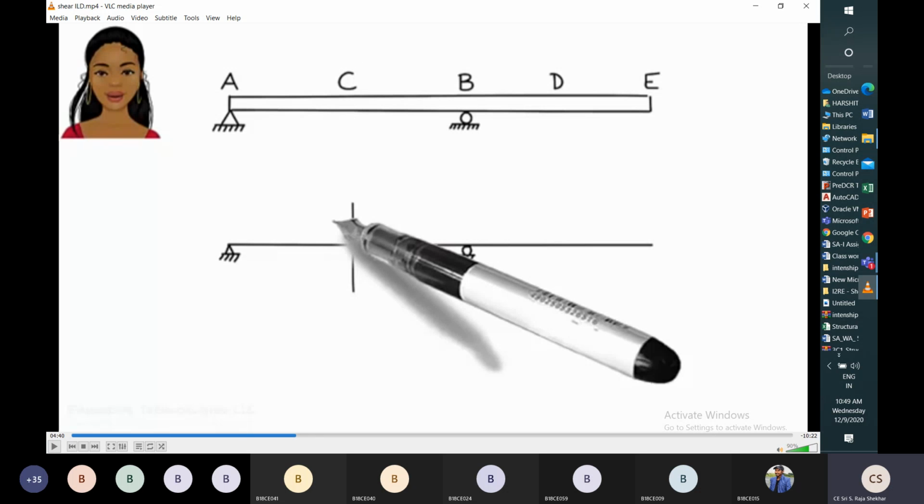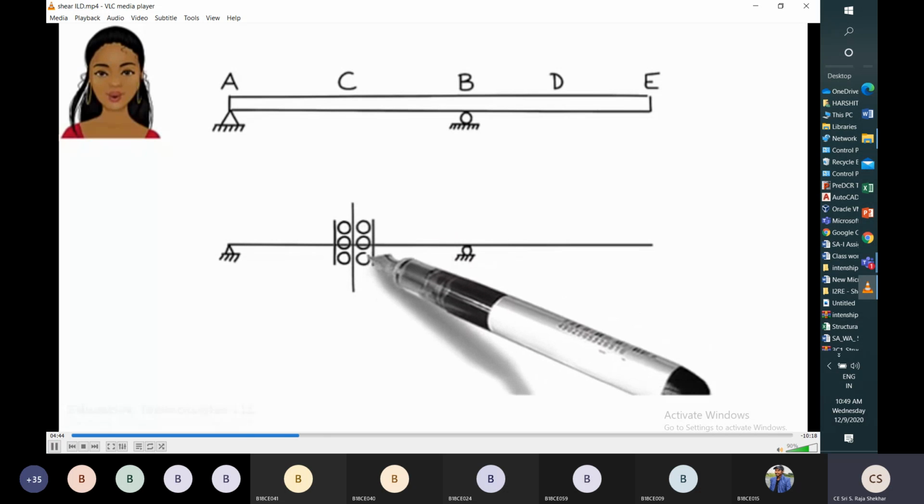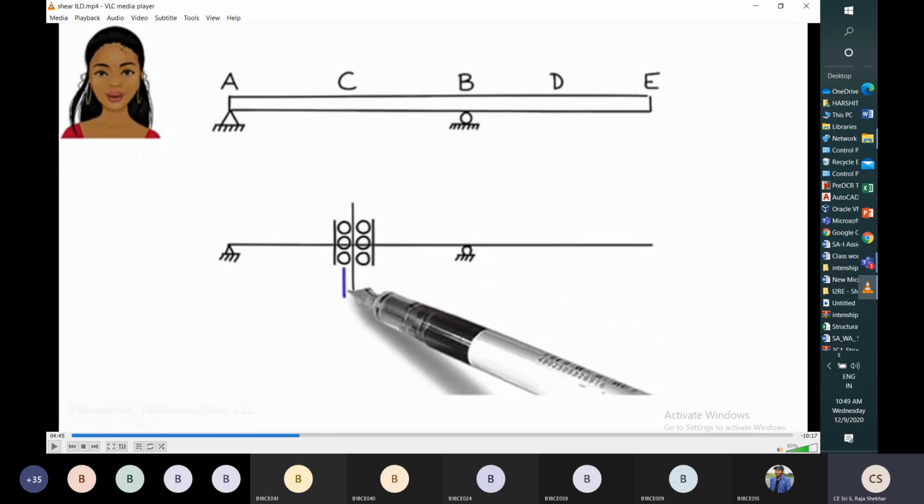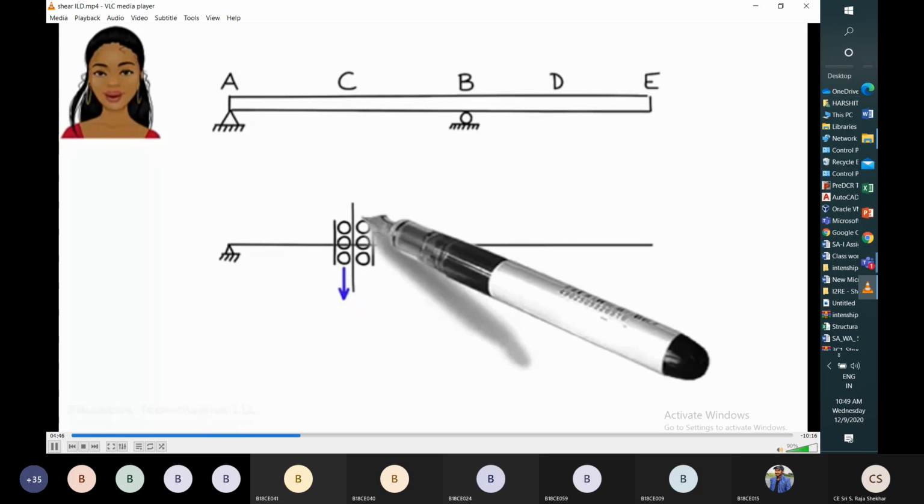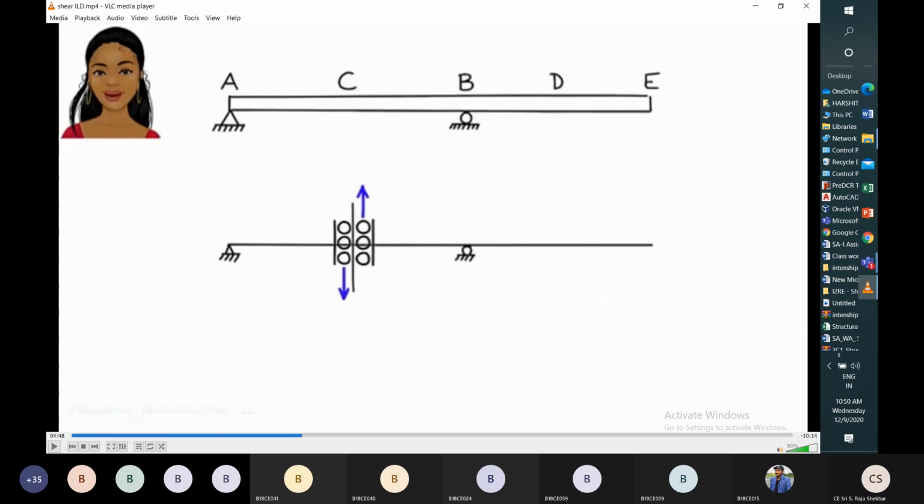So for that, we have to create a set of rollers at that section. A pair of vertical rollers I'm placing at section C. That means for the left side section, I'm applying downward force, and for the right side section, I'm applying upward force. So how does the beam deform? The deformed shape of the beam will represent the shear influence line for that section.